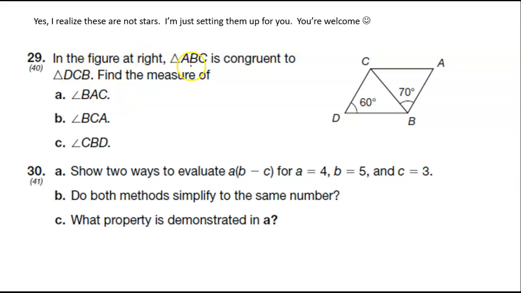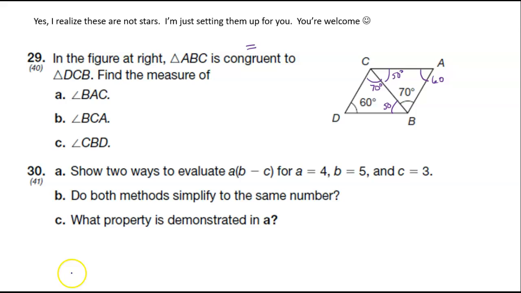In the figure at the right, triangle ABC is congruent, which means equal, to triangle DBC. Cool. So that means if that's 60, this is going to be 60, and this is going to be 70. And then 130 minus 180 makes this 50.